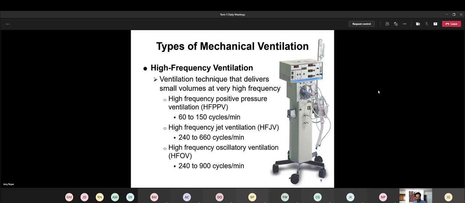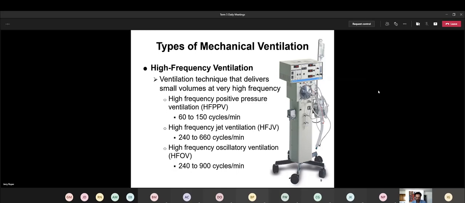a high frequency jet ventilator can go anywhere from 240 to 660. No, I'm not going to say hertz, and these are just cycles per minute, because we'd have to actually divide this by 60 to get the true hertz. So let's just keep it at cycles per minute. So breaths per minute, 240 to 660 breaths per minute, or cycles per minute, is what your jet is capable of doing. And then the oscillator, or the high frequency oscillator machine, can do about 240 to about 900 breaths per minute, or cycles per minute.